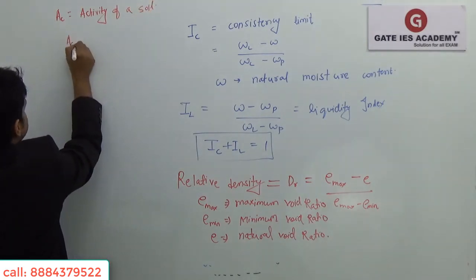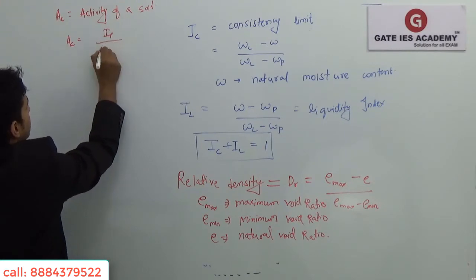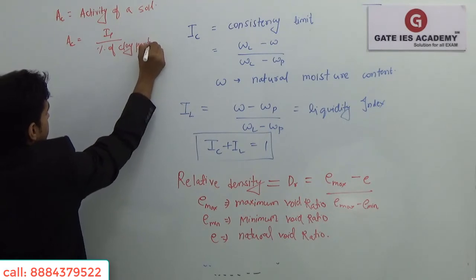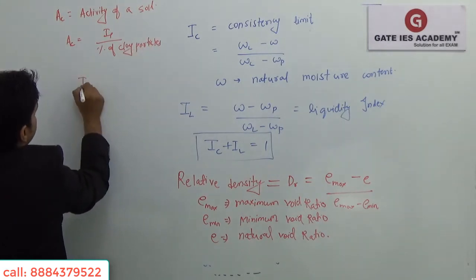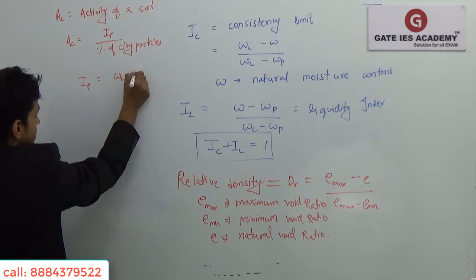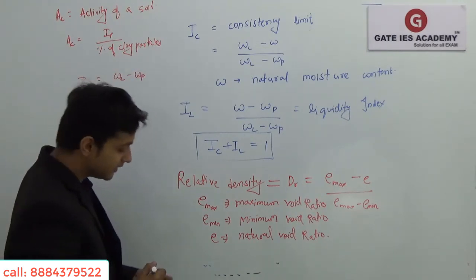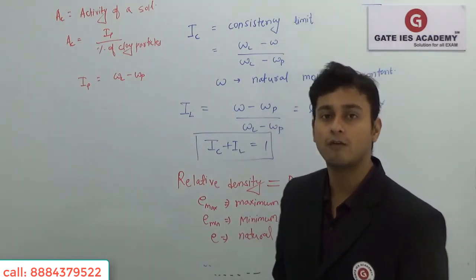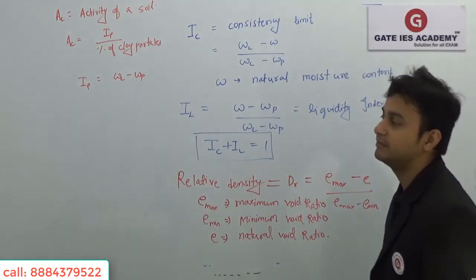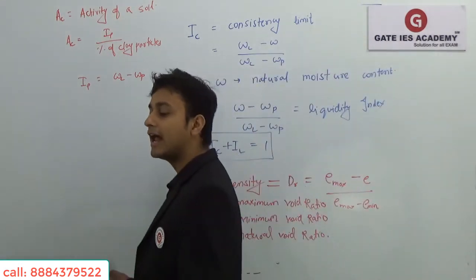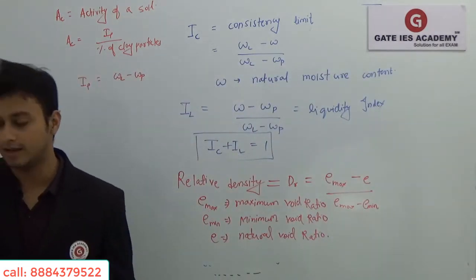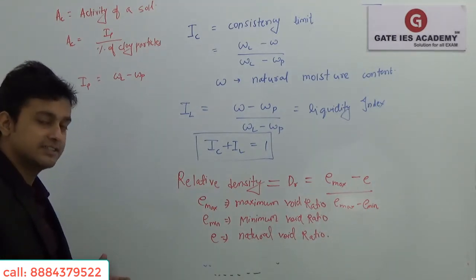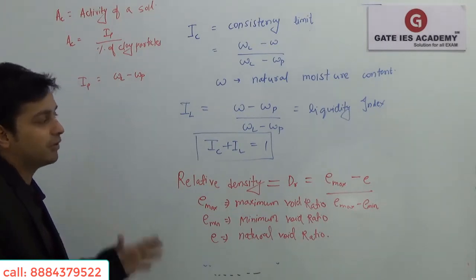That is AC is equal to IP upon percentage of clay particles. IP you already know is nothing but WL minus WP. So these are the important things which we have to discuss. This is very, very important, and a lot of questions are asked from these formulas in previous years GATE problems and PSU examinations as well. So we'll solve some problems based on consistency limits, Atterberg limits, and these formulas.